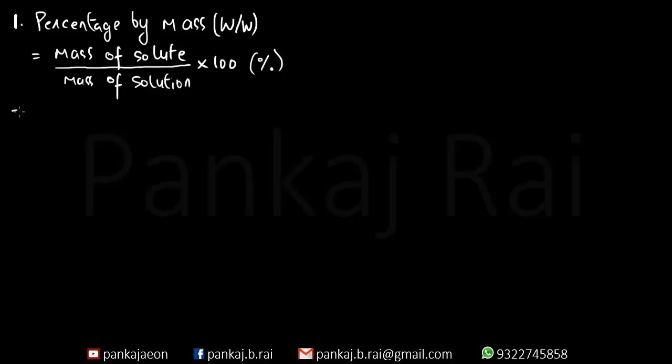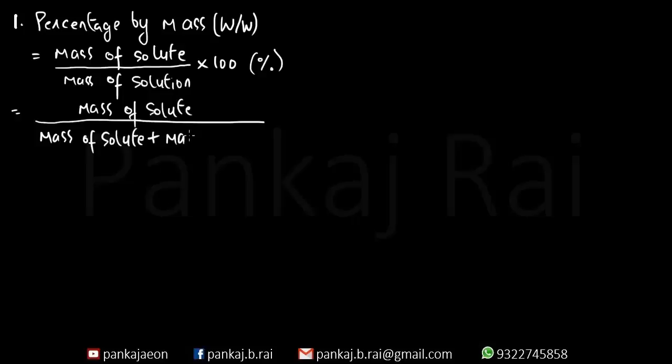You can also write it as: mass of solution can be broken into two masses, of solute and solvent. So this can be written as mass of solute divided by mass of solute plus mass of solvent, because mass of solute plus mass of solvent will be equal to mass of solution, times 100, and it would be in percentage. So this is very simple. Now we'll move ahead with the next one.